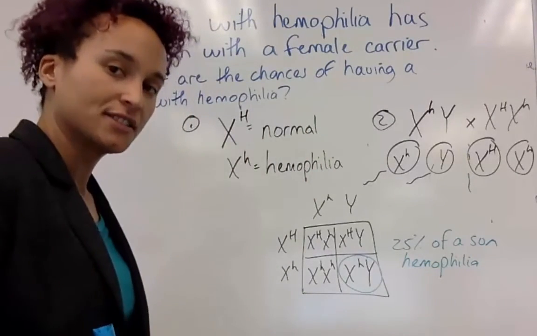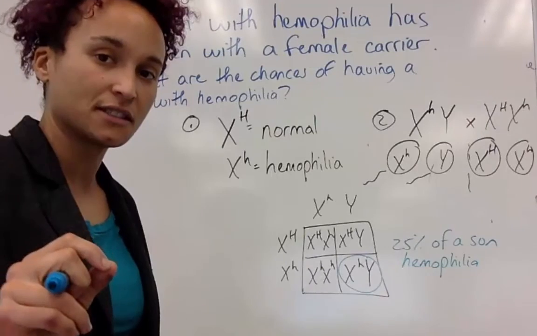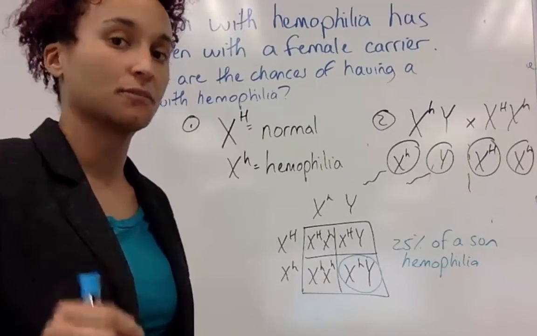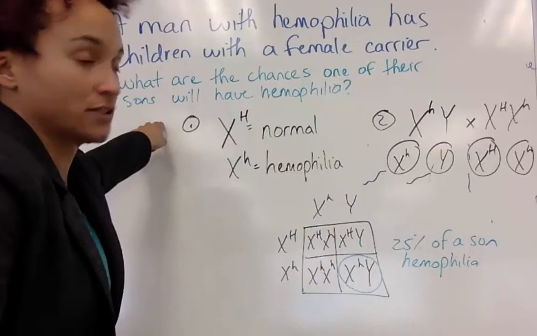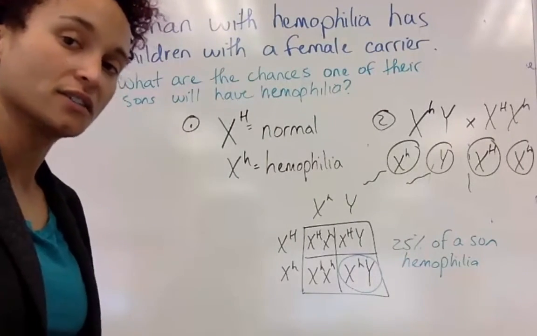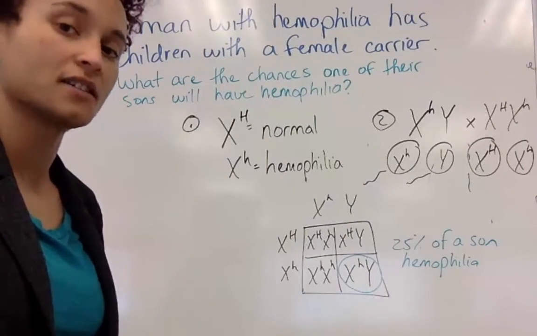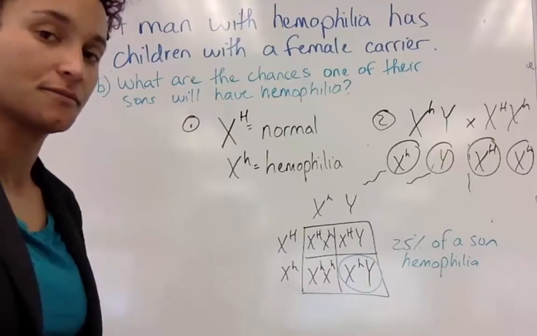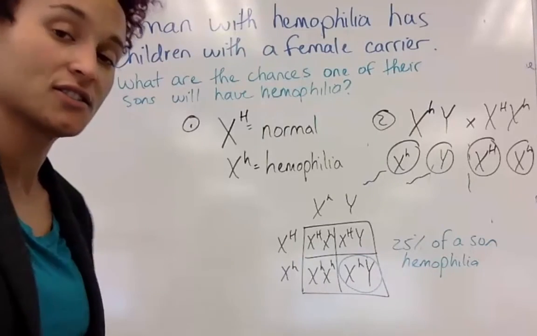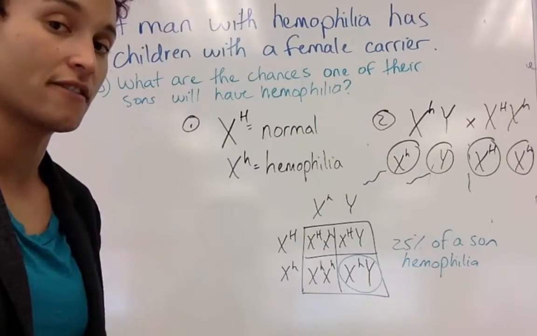I want to bring your attention to something because it's a little bit of a difference, but it makes a big difference when it comes to how you're doing this. If you notice, I changed the question here. The question before was, what are the chances of them having a son with hemophilia? This question is a little bit different. It asks, what are the chances one of their sons will have hemophilia?